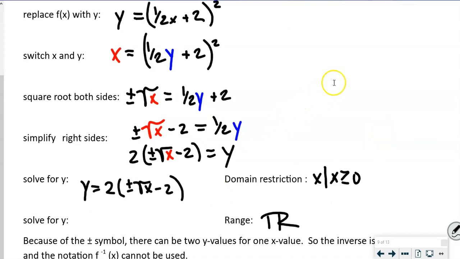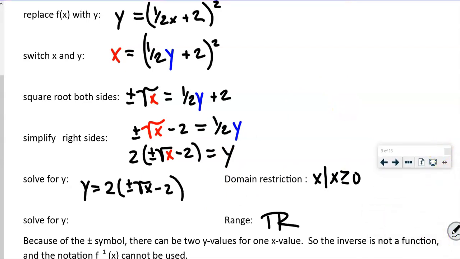Down here it says because of the plus or minus symbol, there can be two values for one value. So the inverse is not a function, right? And the notation f to the negative 1 cannot be used. This is really important, okay? So just pay attention to that when you guys are doing it, all right?